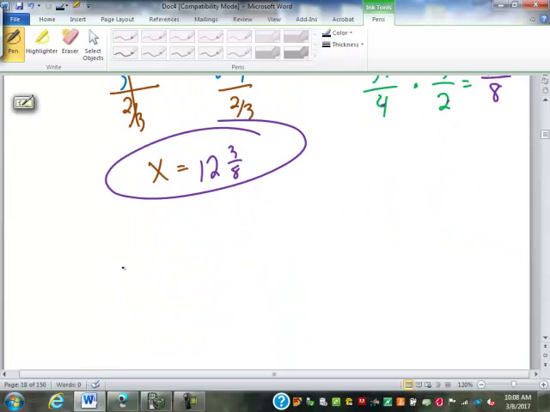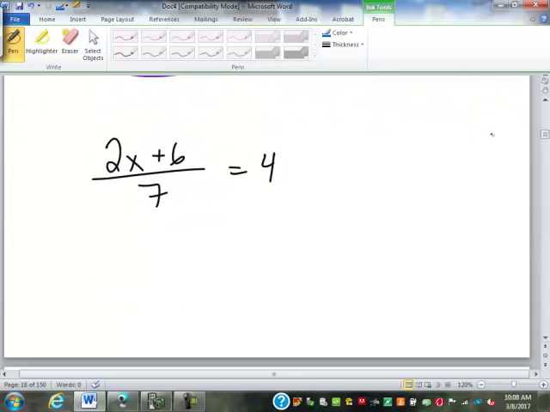We might run into problems like this. How would I solve a problem like that? Where would I start? Yeah. This fraction bar means this whole side of the equation has been divided by the 7. So to start out, I'm going to get rid of that, and I'm going to multiply by the 7. So I end up with 2x plus 6 equals 28.